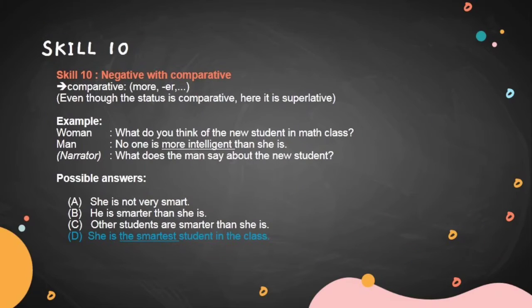Skill 10. Negative with comparative. The comparative is like more, -er. The form of this statement is comparative. Here it is superlative. For the example here, more intelligent. It is comparative. But it means she is the smartest student in the class. The smartest here is superlative.